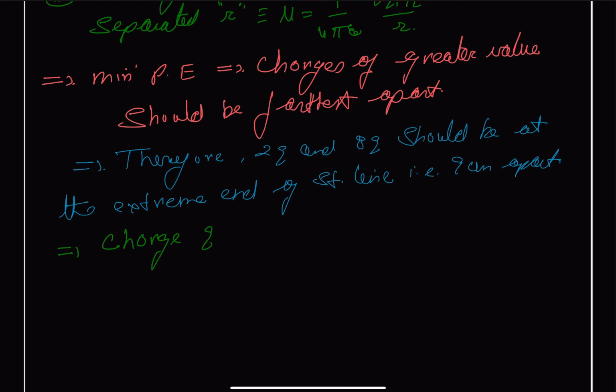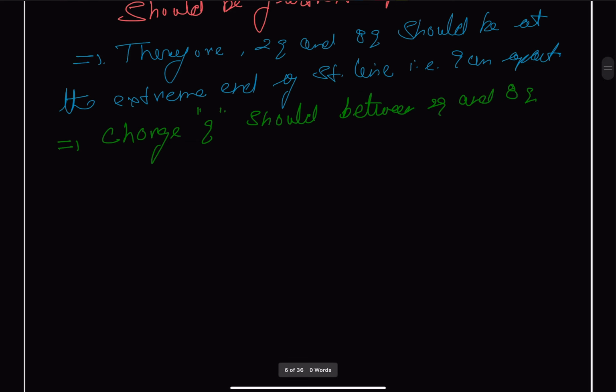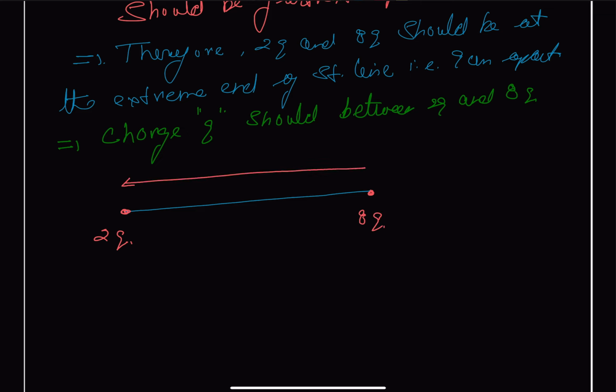should be between 2Q and 8Q. So therefore we can draw an approximate figure now. We have our 2Q, and at the other end we have our 8Q, and they are at a distance of 9 centimeter. Okay.